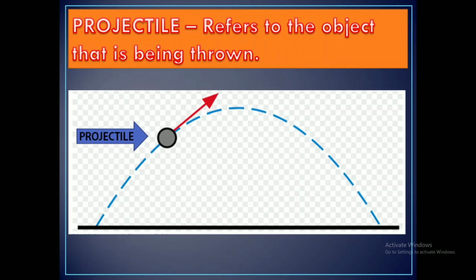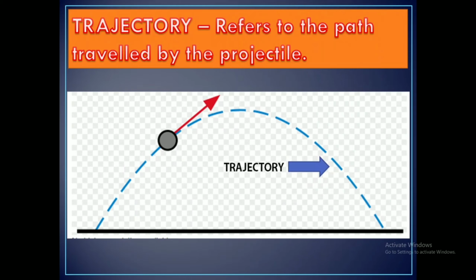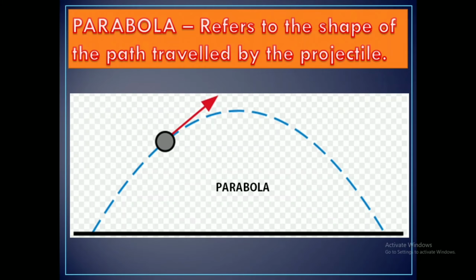Projectile refers to the object that is being thrown. Trajectory refers to the path traveled by the projectile. And parabola refers to the shape of the path traveled by the projectile.